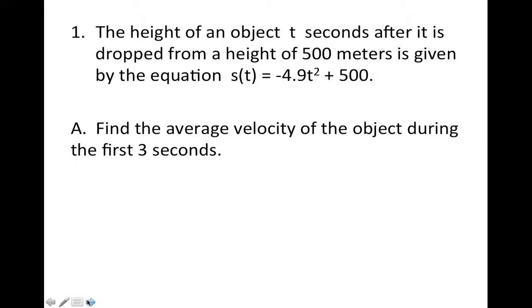All right, so the first one goes back to a problem that we're pretty familiar with, dropping an object from a height. So suppose we have an object that's being dropped from a height of 500 meters and its position function is modeled by the equation negative 4.9 t squared plus 500. So part A is a problem we're pretty familiar with. All we want to do is find the average velocity of the object during the first 3 seconds.